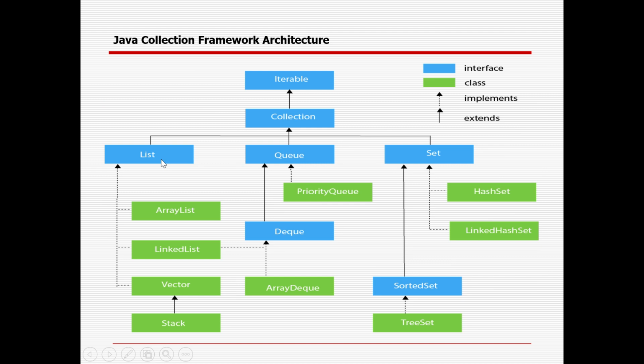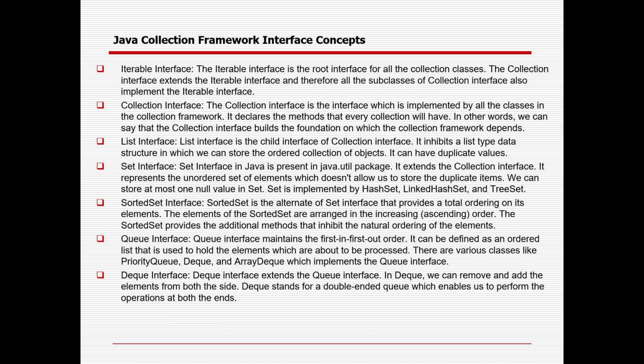So what is List? In case you want to store data in some order, meaning whatever order you are entering, the same order you want to get back, then you can store the data in the List. So List will be ordered, in the same order you define. It can contain duplicate values as well. So that is the List. List is the child interface of the Collection. It implements a list type data structure in which the user can store an ordered collection of objects. It can have duplicate values.